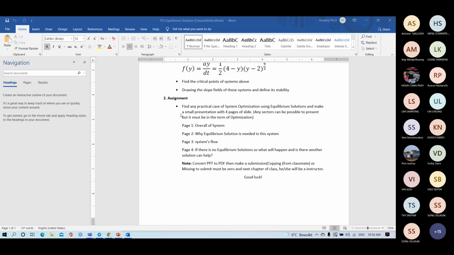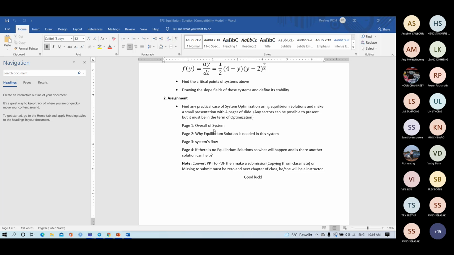So make a small presentation of 4 page slides, and you can choose any sector: economic, IT, medical, biology, geography, any field as you want, but it must be presented in terms of optimization. Any field, any sector, but it must be in terms of optimization. And what does it cover for our 4 slide pages?